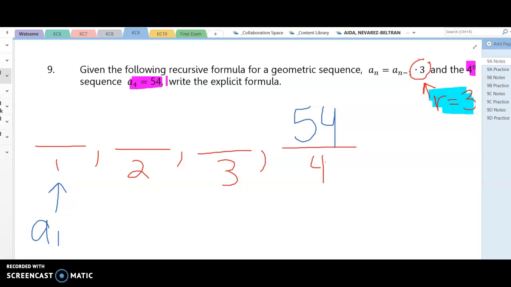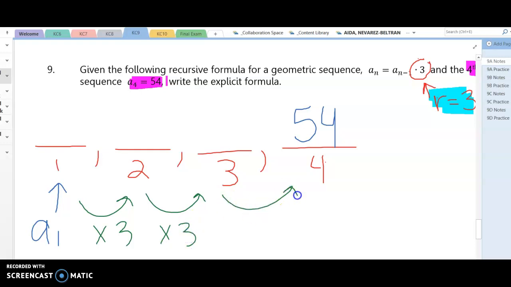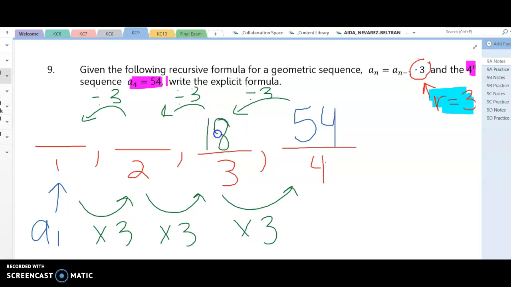So you know that each time you are multiplying by 3. In order to get back to the original one, we're going to do it backwards and divide by 3 each time until we get back to our original one. So we're going to do 54 divided by 3 to get to the next one, which is 18. Then we divide by 3 again to get the next one, 6, and then divide by 3 again to get our A1, which is 2.